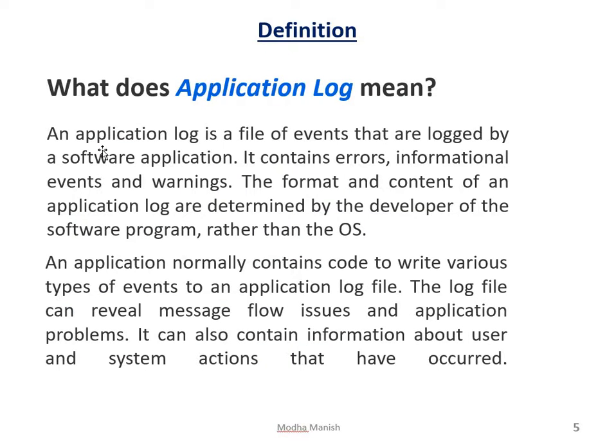So let's go over the definition of the application log. The application log is nothing but a file of events that are logged by any software application. It may contain the error, the information, events, and warning, all kind of log information you can get in the web log or any other log. Here for this analysis I have used the Apache web server log downloaded from online, which is available publicly.